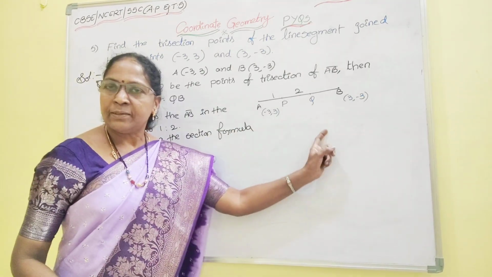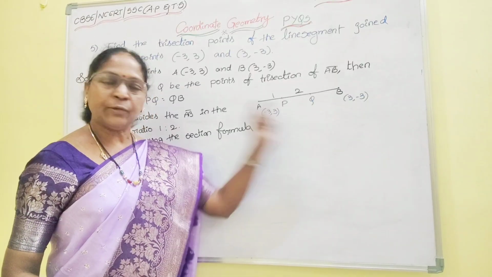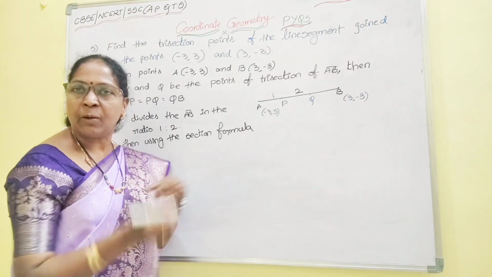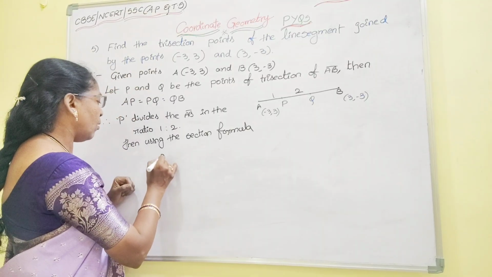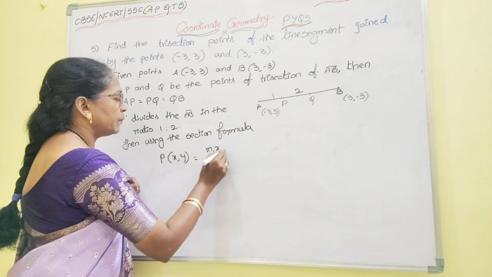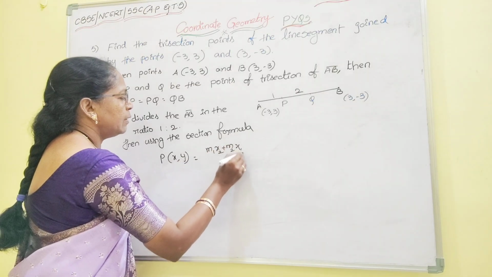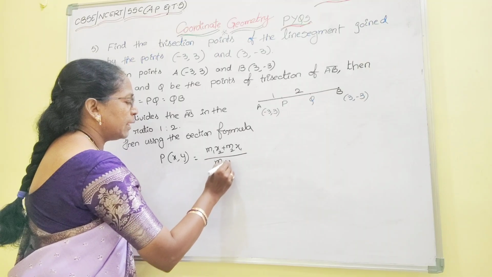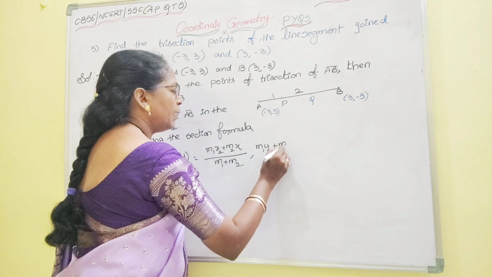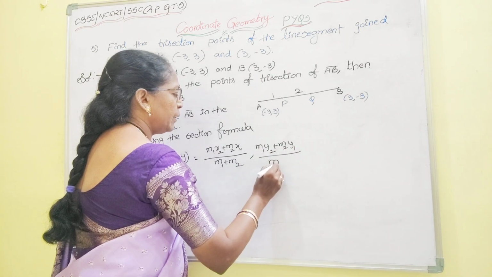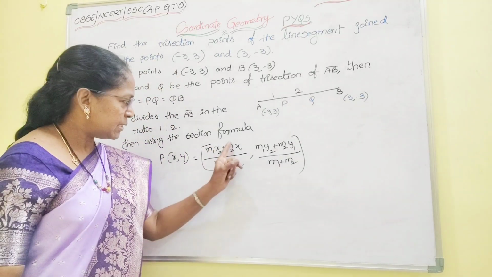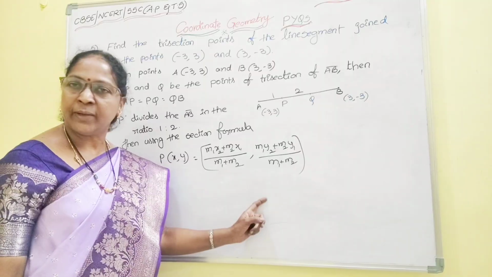we have to find these 2 points' values, the P value and the Q value. So how can you find the P value? By using the section formula. What is the section formula here? P of x comma y equals (m1 x2 plus m2 x1) by (m1 plus m2) comma (m1 y2 plus m2 y1) by (m1 plus m2). This is the section formula. This is the x coordinate value and this one is the y coordinate value.